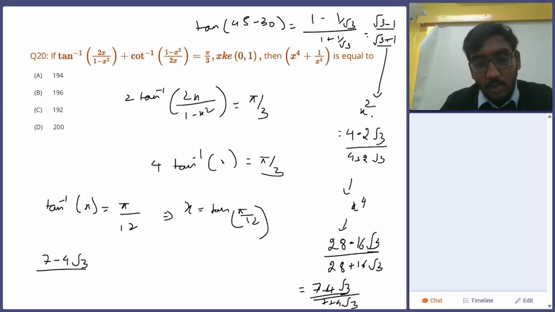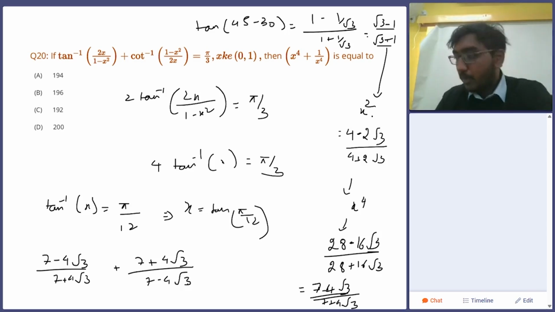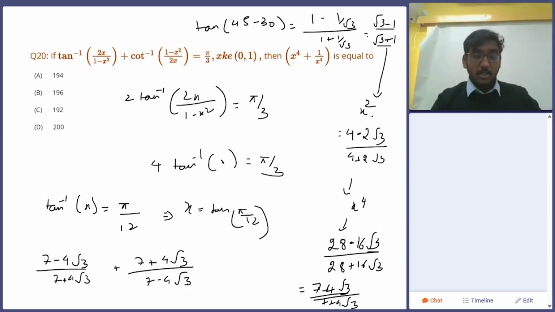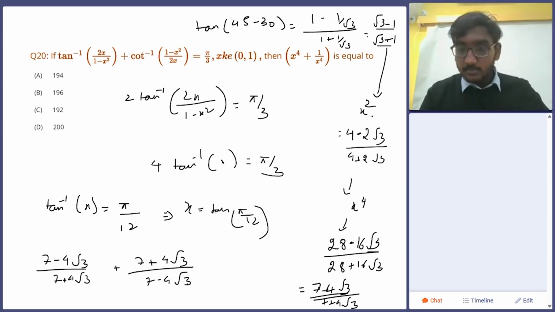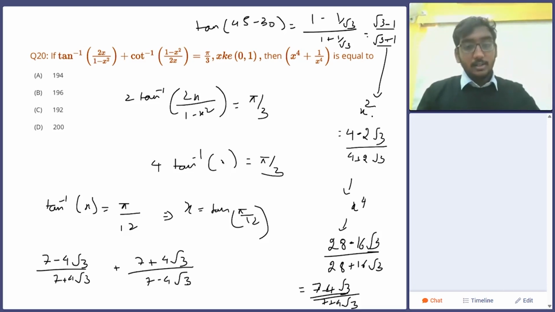So 7 minus 4 root 3 plus 7 plus 4 root 3 plus the reciprocal of that, 7 plus 4 root 3 by 7 minus 4 root 3. Okay, one thing you can do is multiply and divide by the conjugate, you can rationalize it. Here, the second part, if you rationalize, what will you get?